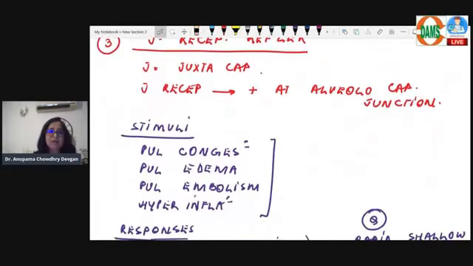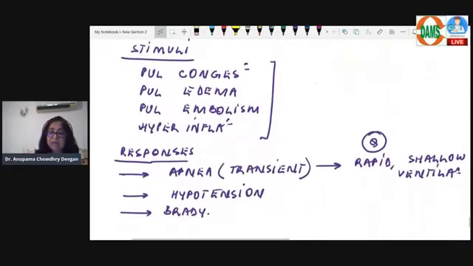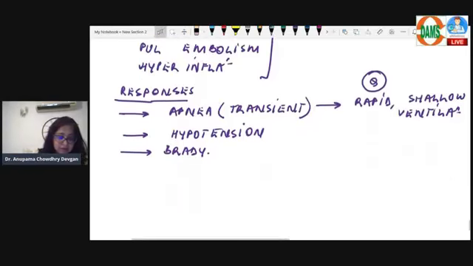J receptors: the stimuli for J receptors are very few. This is whenever there is pulmonary congestion, edema, or embolism. If you remember your clinical side, a patient with pulmonary embolism presents with rapid shallow ventilation, and usually there is hypotension and bradycardia associated. That is probably due to the J receptor reflex.